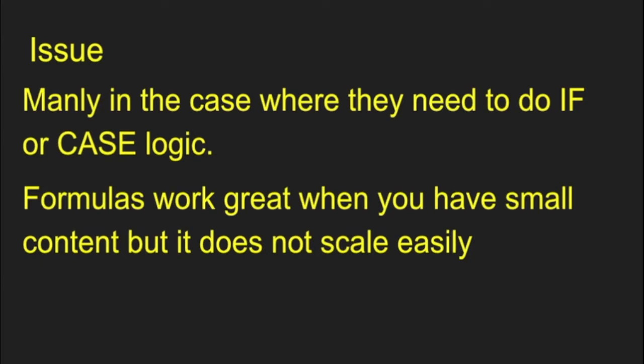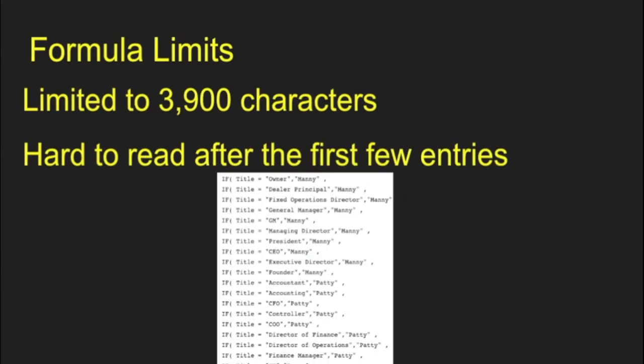But as soon as you get to a larger set of data and you need to do a lot of comparisons, formula fields start to break down because they don't scale as easily as this process that we're going to talk about. One of the reasons is the 3,900 character limit imposed on them, so you're limited in how big you can build a formula field. It also becomes hard to read after the first few entries. This one is actually set up pretty well, and you can make out what's going on, but going back and modifying and finding things is going to become a bit of a hassle.